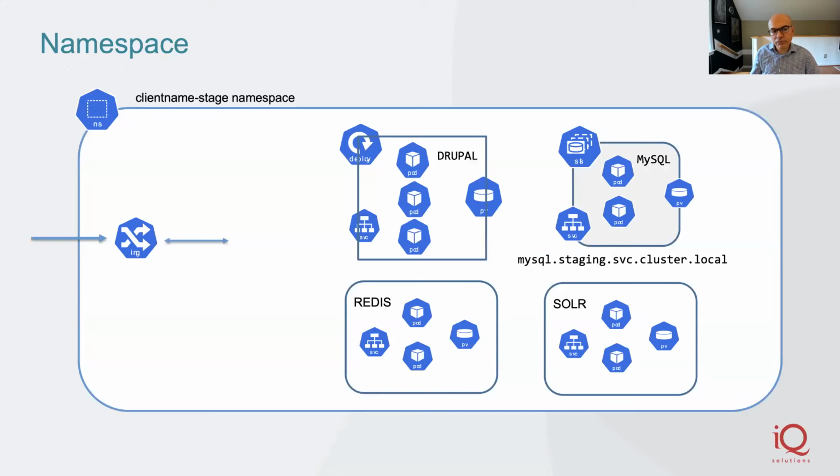We would split up, let's say we had a client, the client name-stage could be one methodology you choose for defining a namespace, and within that namespace you'd have your Redis, your SOLR, your MySQL, your Drupal, everything out there, and you'd have an ingress bringing traffic into this namespace. So namespaces are a way to divide your Kubernetes cluster into isolated spaces.